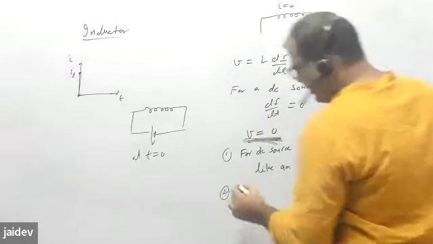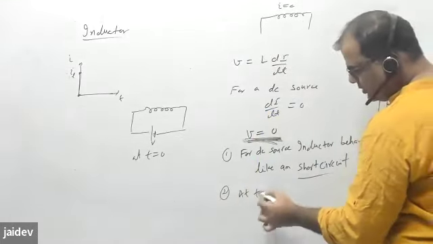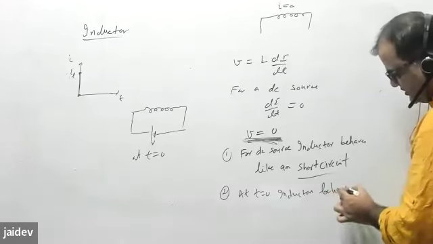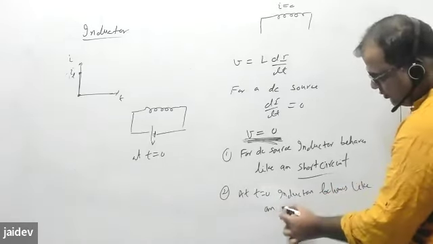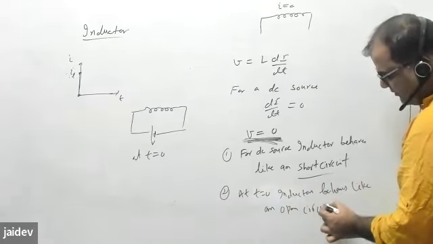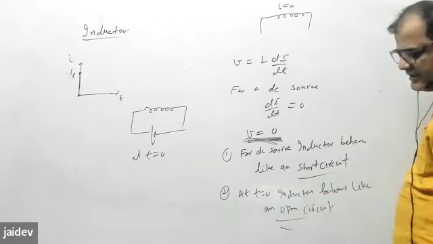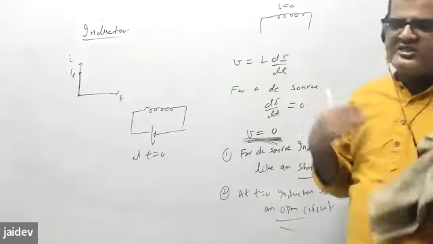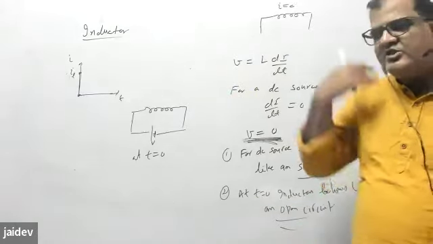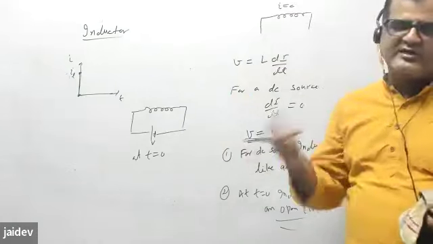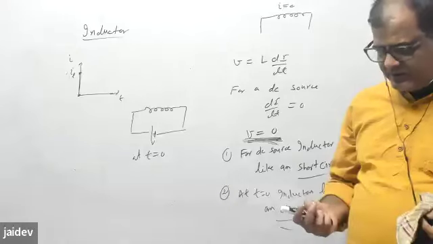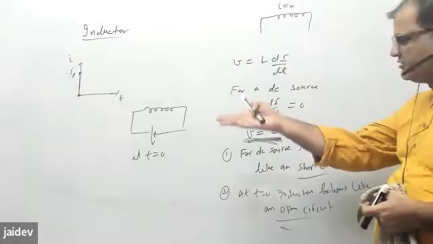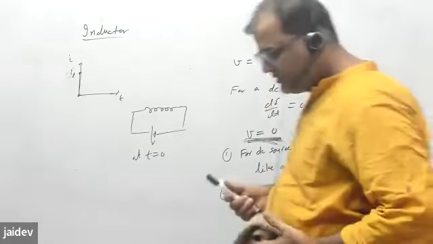So, second point: at t equal to zero, the inductor behaves like an open circuit, exactly opposite to the capacitor. The capacitor behaves like a short circuit, because voltage cannot develop suddenly. If it is zero, it remains zero. Zero voltage means short circuit, because across a short circuit there cannot be any voltage. And the capacitor becomes open; the inductor becomes short. That is the only difference in solving the circuit.